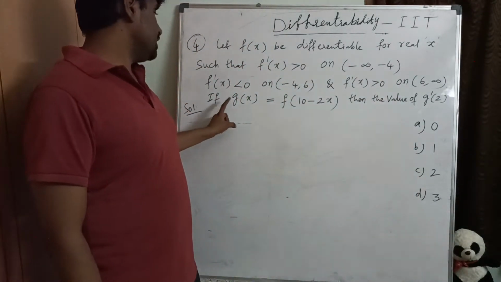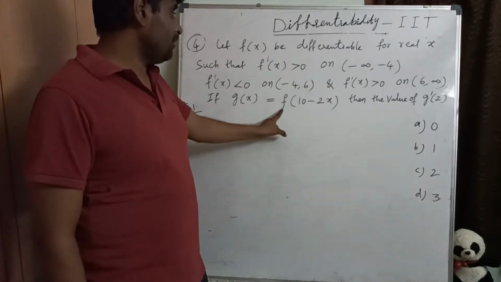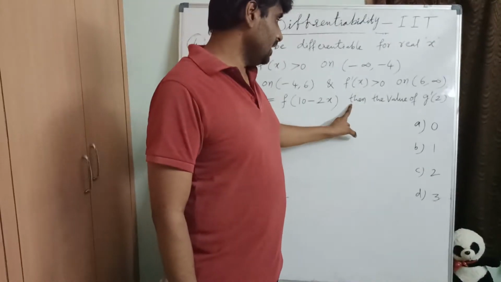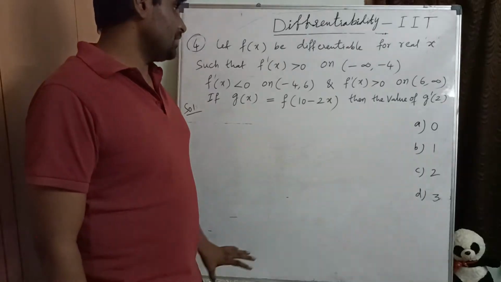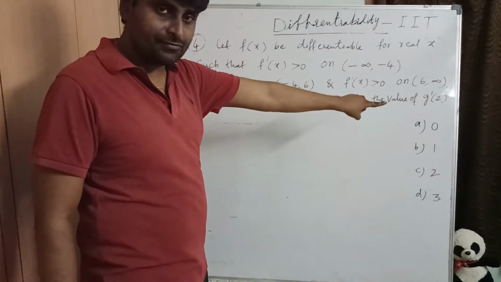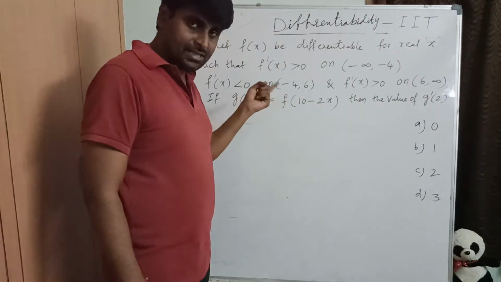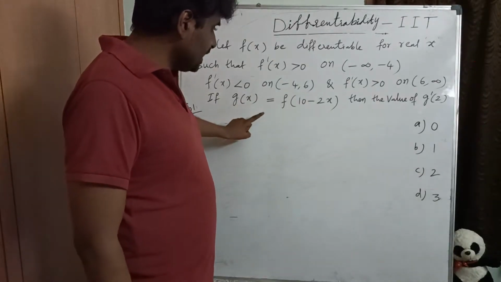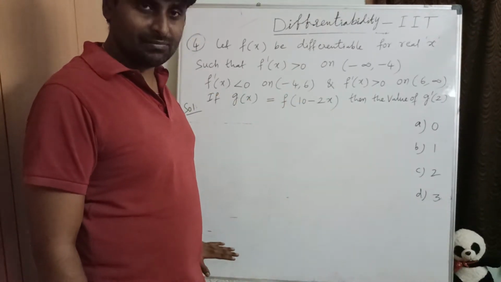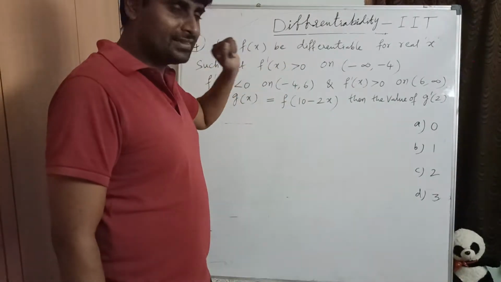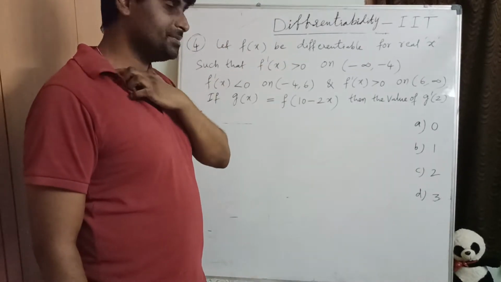If g of x equals f of 10 minus 2x, then find the value of g dash of 2. So from this, what can we understand? g dash of 2 means we have to find g dash of x, and after finding g dash of x, we will substitute 2. That's what we can understand from this. But what about the remaining information given in the question?